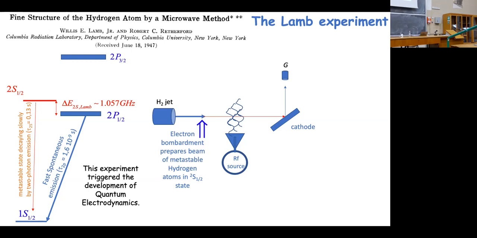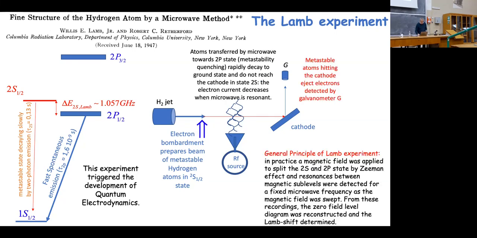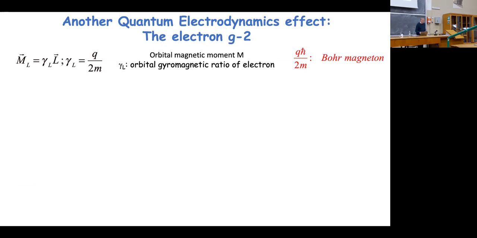And so it's again something like the Rabi resonance I showed you before. You have a decrease of the signal when you hit the resonance. And it's exactly what Lamb did, and he measured the Lamb shift in this way. This is the paper that was published in 1947. A few months later, there was another experiment which demonstrated again the existence of these quantum fluctuations.